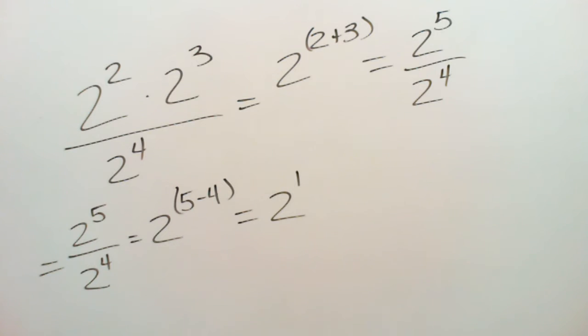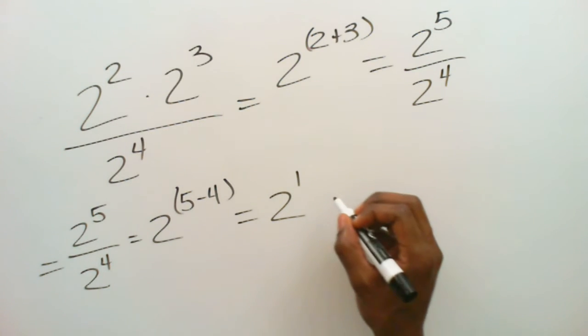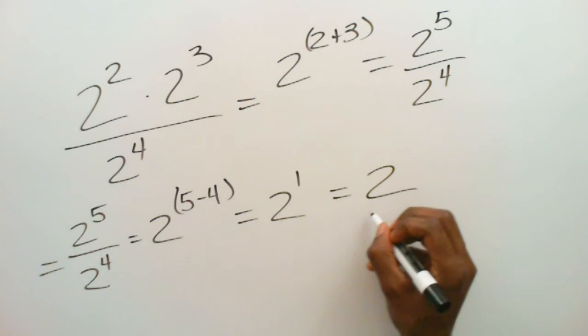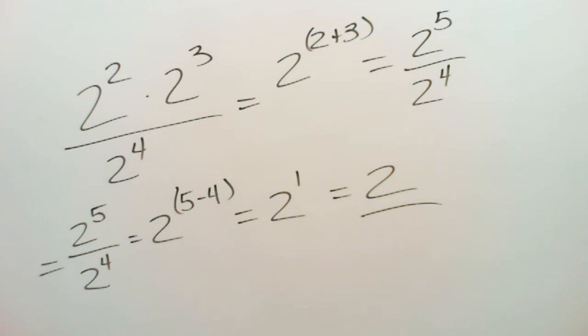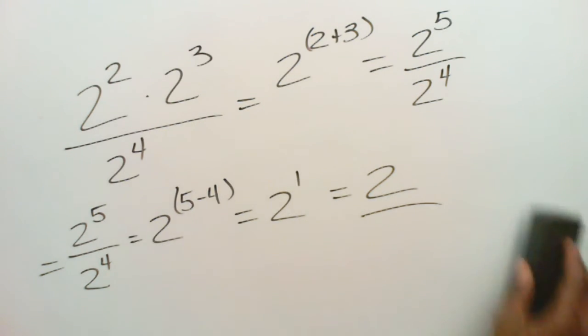After applying the quotient rule, we're left with 2 to the first power. At this point, we need to raise the base 2 to the first power. Doing so, we get 2 as the answer.